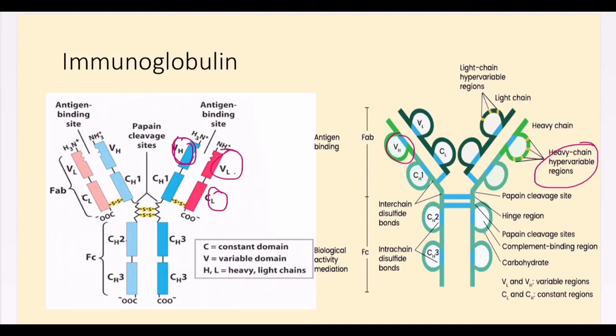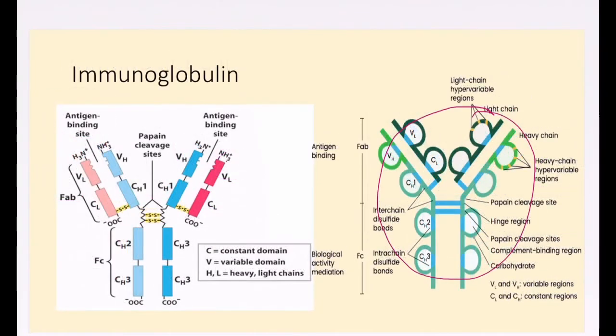The heavy and light chains are held together by covalent disulfide linkages, and when cleaved with the papain enzyme, it produces two different kinds of fragments. One fragment is called Fab and the other is called Fc. Fab is the fragment of antigen binding site, and Fc is generally the complement binding fragment. Here is the domain representation of the immunoglobulin structure.